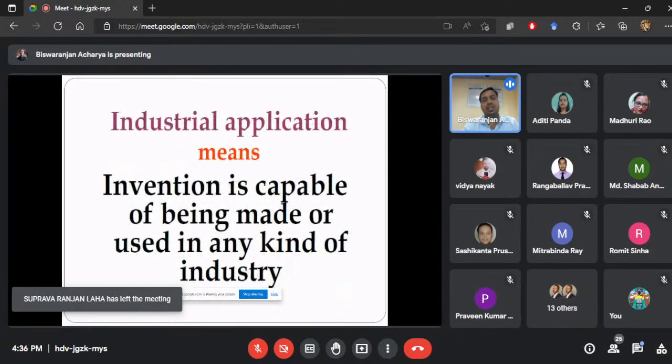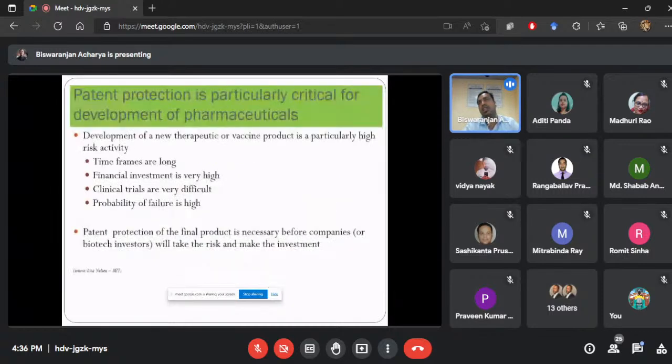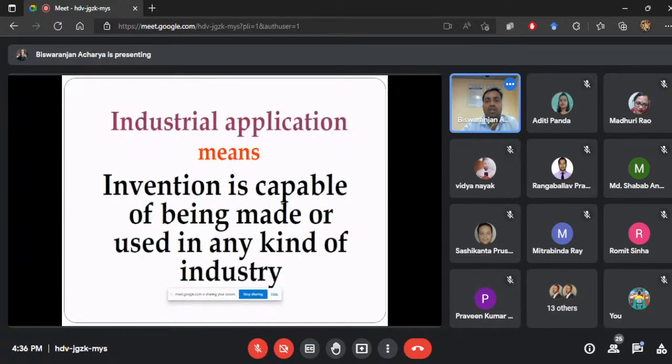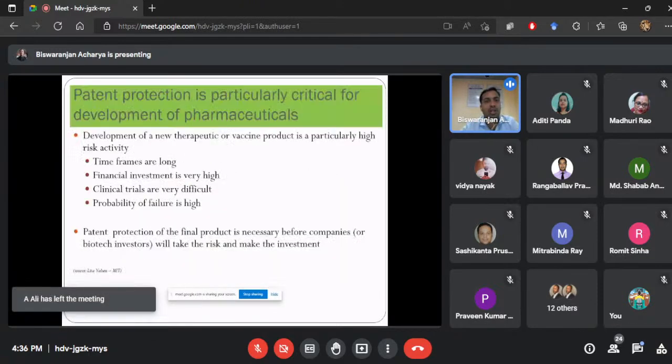Industrial application means the invention is capable of being made and used in any kind of industry. That means it can take the form of a product, industrial application. Patent protection is particularly critical for the development of pharmaceuticals. Pharmaceuticals deal with different health-related issues, so it is a risk.